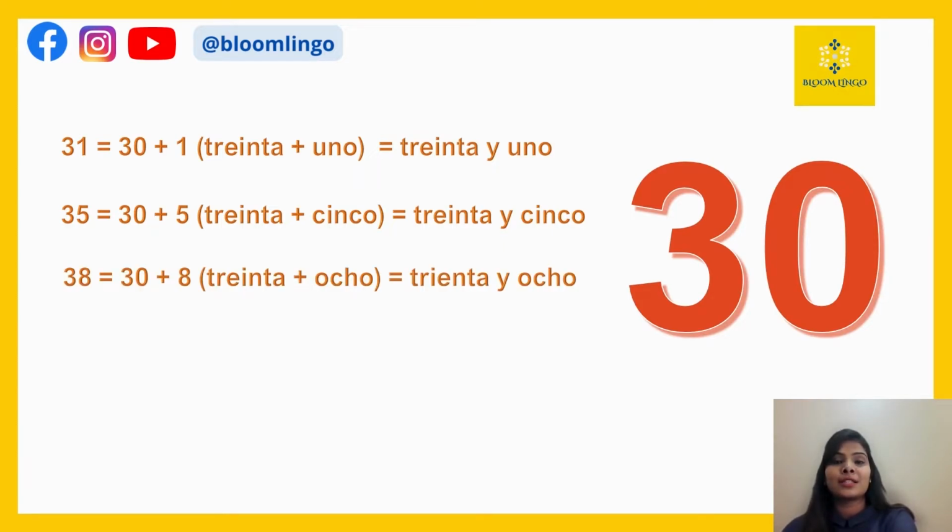38. 30 is treinta, 8 is ocho, 38. This will be a normal pattern for all the other numbers from 30 to 100. We will always add an and between all the numbers. So now let's see what are 40, 50, 60, 70, 80, 90 and 100. So let's get going.